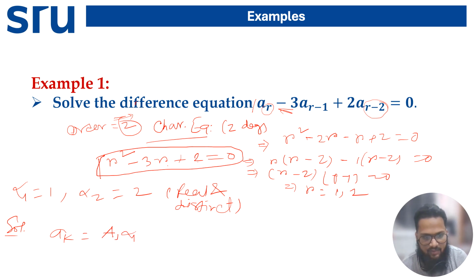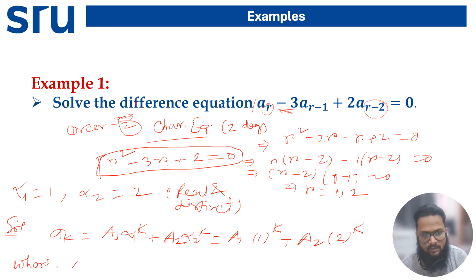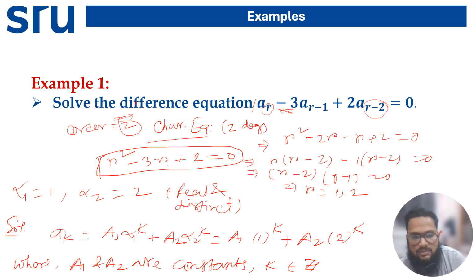into alpha 1 power k, second constant a2, you can say c2 also, alpha 2 power k. So nothing but a1 alpha 1 power k plus a2 alpha 2 power k. Please remember, don't forget to write where a1 and a2 are constants and k is any integer. This is important to write. So this is the solution form of this recurrence relation.